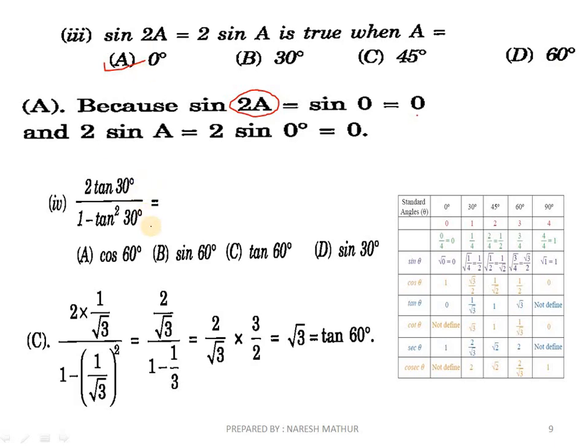Now 2 tan 30 upon 1 minus tan square 30. Tan 30 is 1 by root 3 upon 1 minus whole square of 1 by root 3. After solving it we will get root 3, which is the value of tan 60.